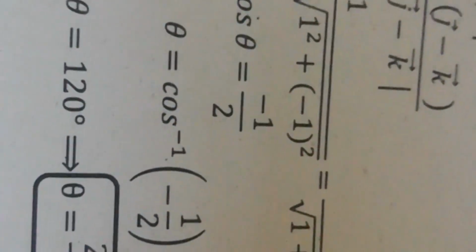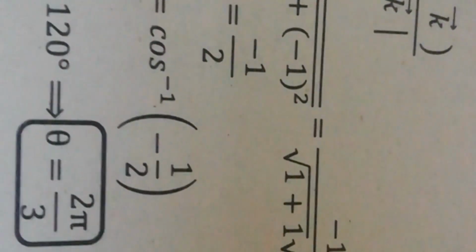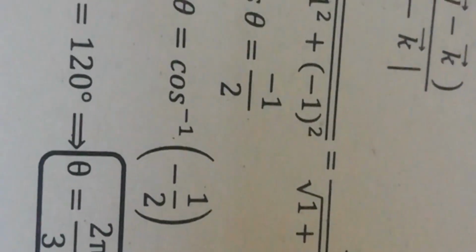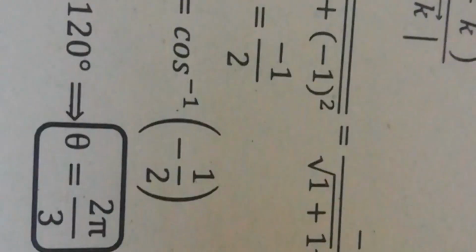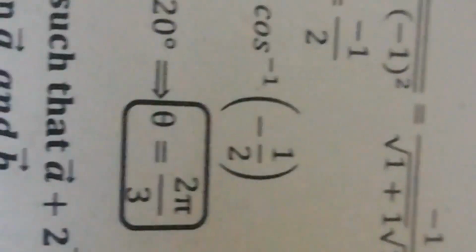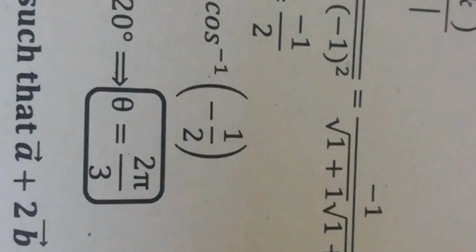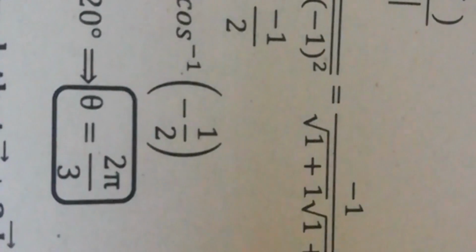180 degrees is pi, so 2 pi by 3: pi by 3 means 60, 2 into 60 is 120. How to find 120 is in the trigonometry chapter, you can be taught that, no problem.